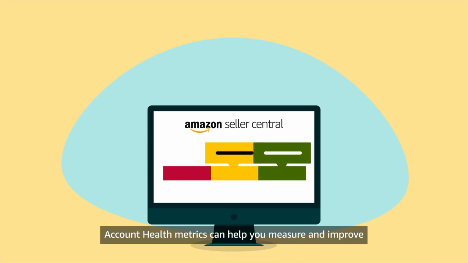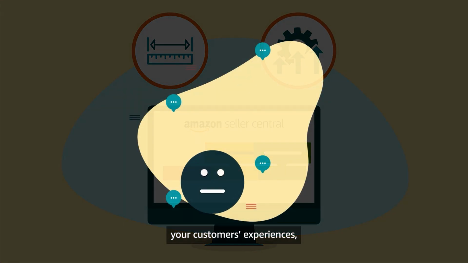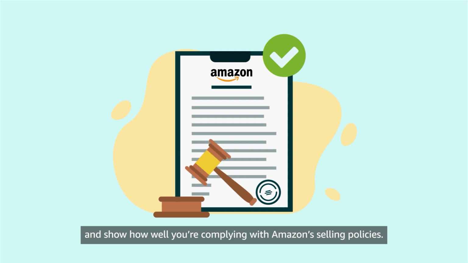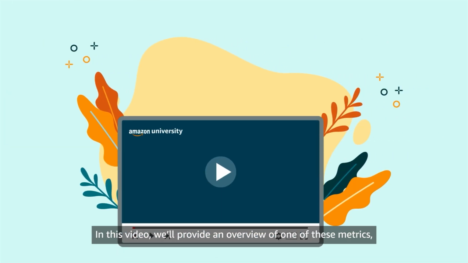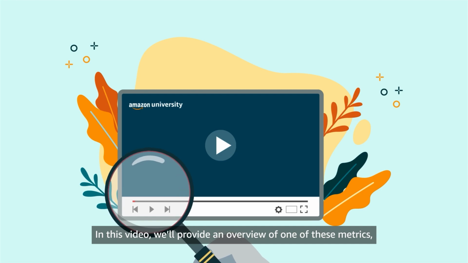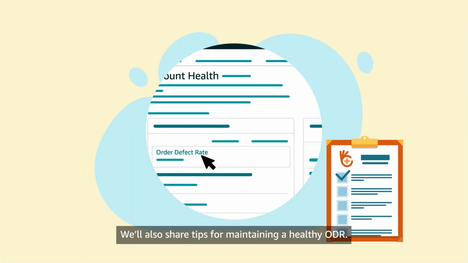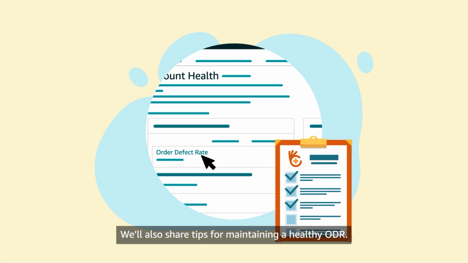Account health metrics can help you measure and improve your customers' experiences and show how well you're complying with Amazon's selling policies. In this video, we'll provide an overview of one of these metrics, the Order Defect Rate or ODR. We'll also share tips for maintaining a healthy ODR.